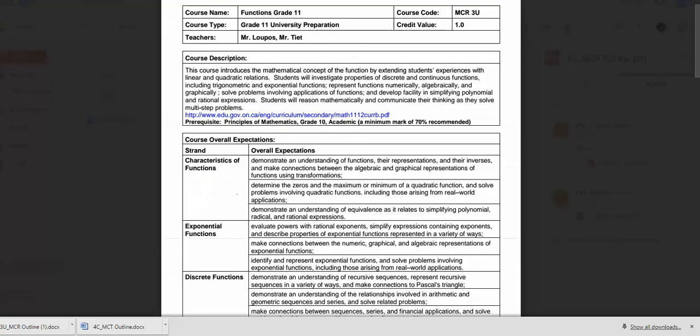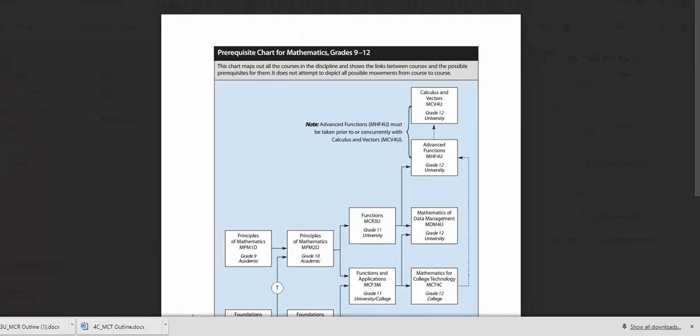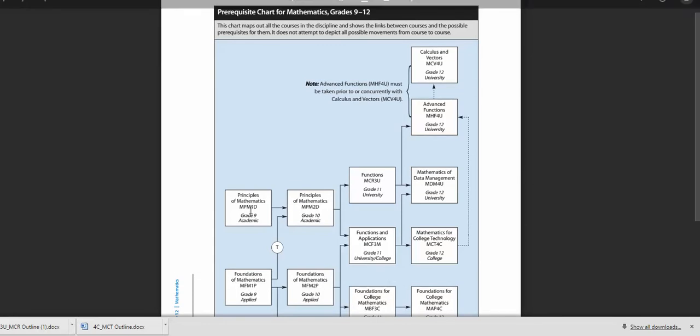Let me just go over this real quick. Here's the pathway chart. We are right here. Your child took the grade 9 course, then the grade 10 course, and now we're at grade 11 functions. You go from here to either advanced functions or data management. And if you want to go to calculus and vectors, you need to take advanced functions before that.